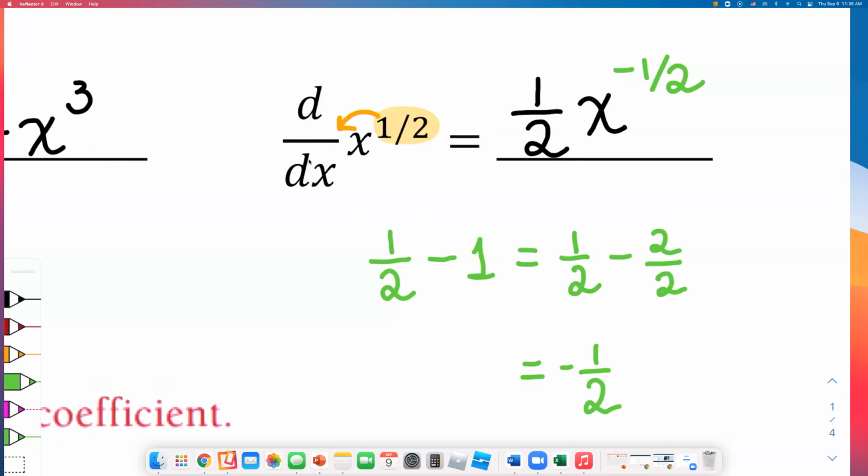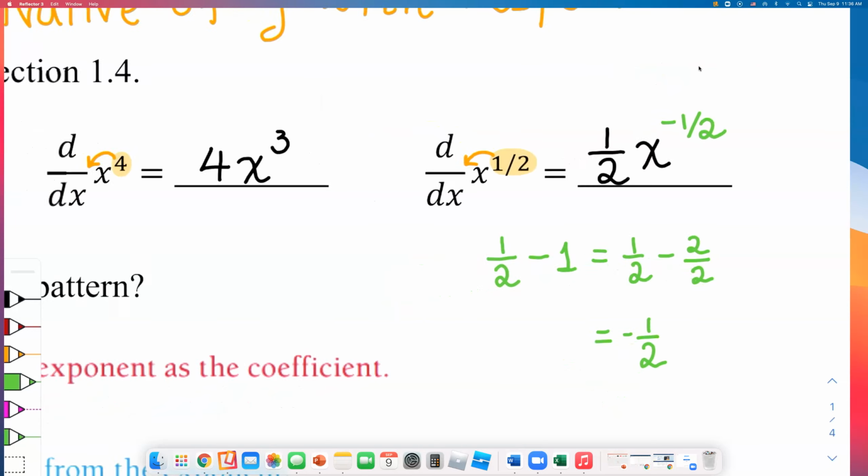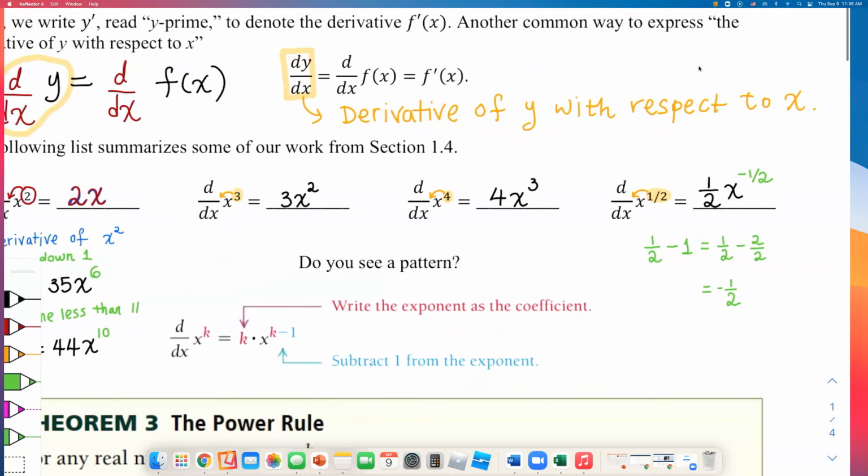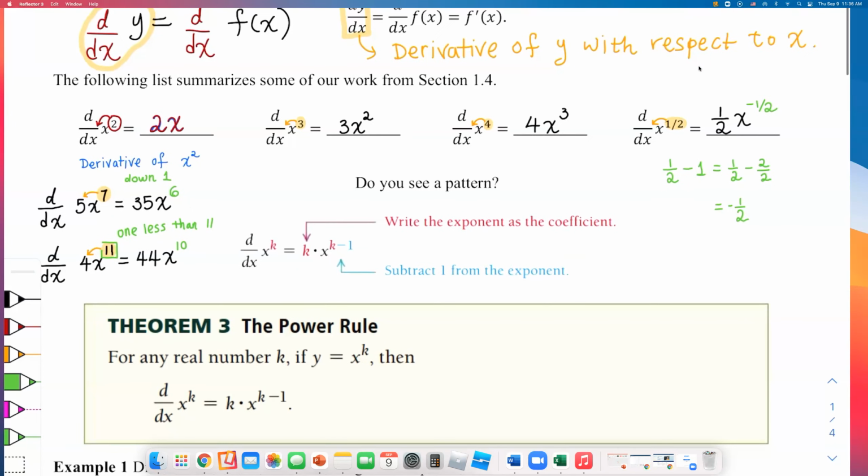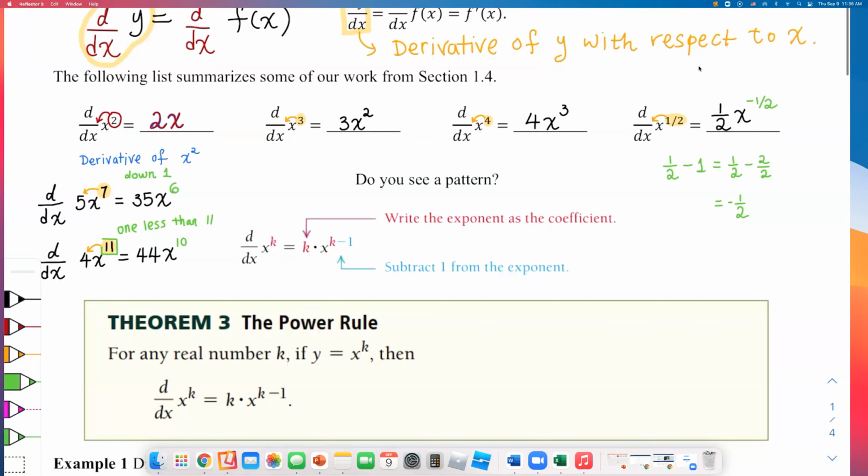Always remember to subtract 1 for your new power, okay? And that is, guys, the power rule. I was going to do this as a pattern thing, but I ended up just showing you what it is. But here is the rule.